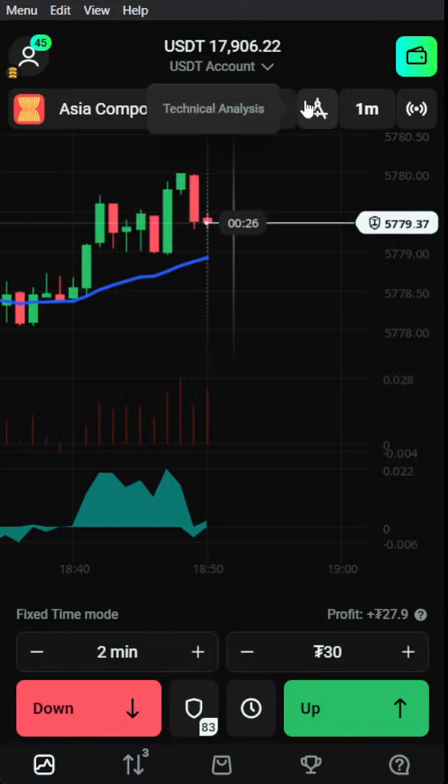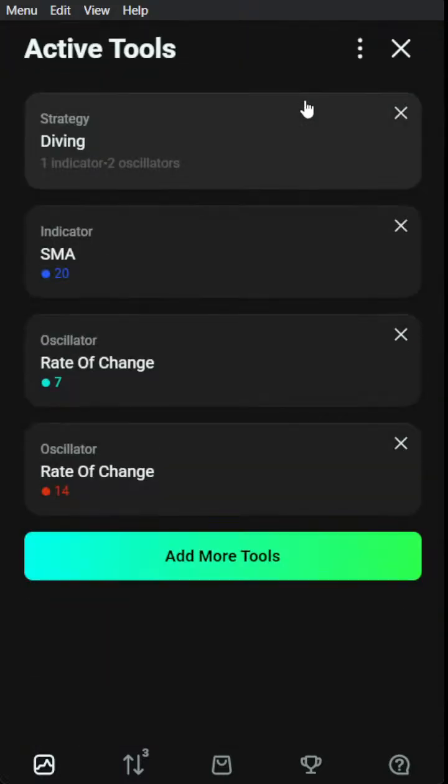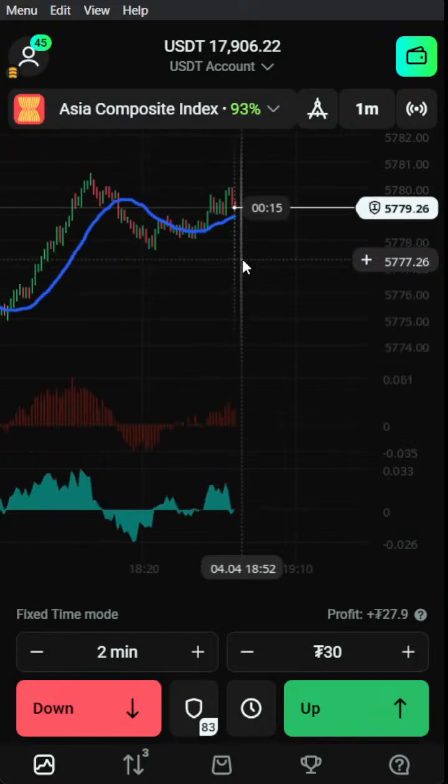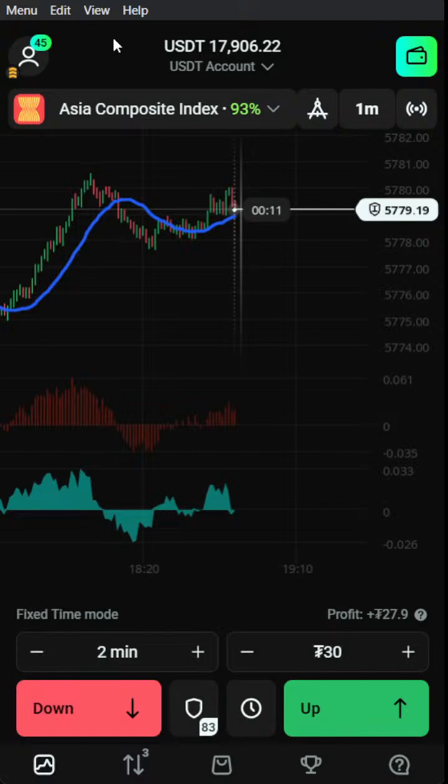And if you are not on advanced level, you will go to oscillators, select oscillators twice, put one value 7, one 14, and one SMA with value 20. So your own strategy will be ready. That is how you can use it. Apart from that, there is nothing different.